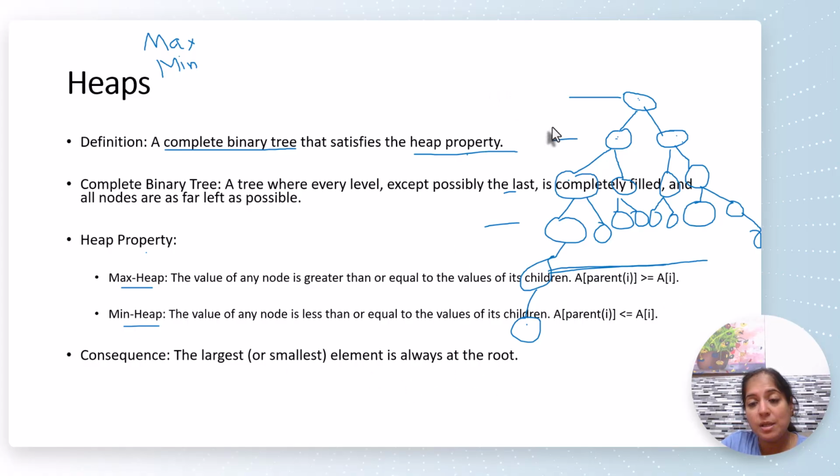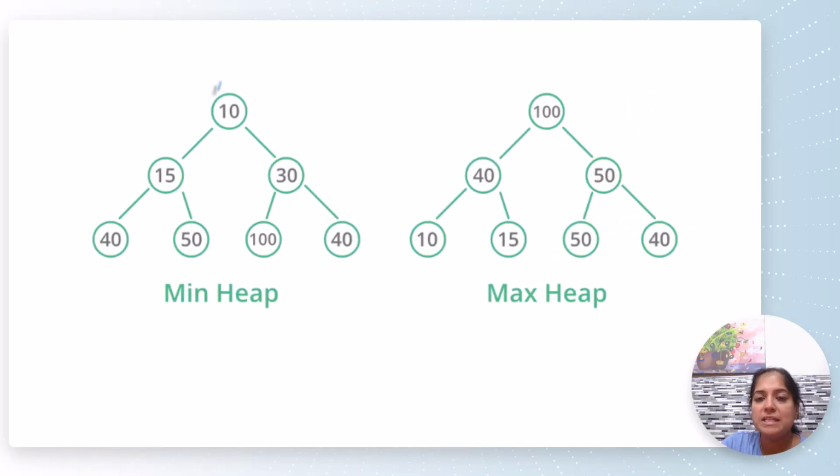So, if you're talking about the max heap, the value of any node is greater than both of its children, so the root node will have the largest value of the tree. And in case of min heap, the root node will have the smallest value of the tree. For example, this is a min heap. If you see here, 10 is less than 15 and 30. 15 is less than 40 and 50. 30 is less than 140. So each node is less than its children. So it is min heap.